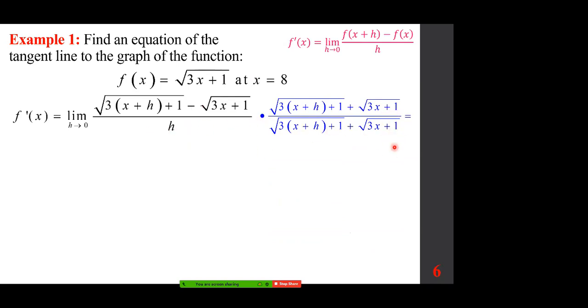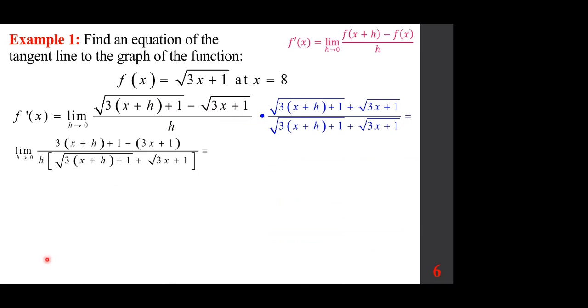This, you put it in parentheses, h in front of it. This is a minus b, a plus b. Each piece comes out, everybody. So what happens to the denominator? Nothing. You just write it as a product. What happens to the numerator? Each piece comes out. And so what you have here is 3x plus 3h plus 1 minus 3x minus 1. That's what you have.